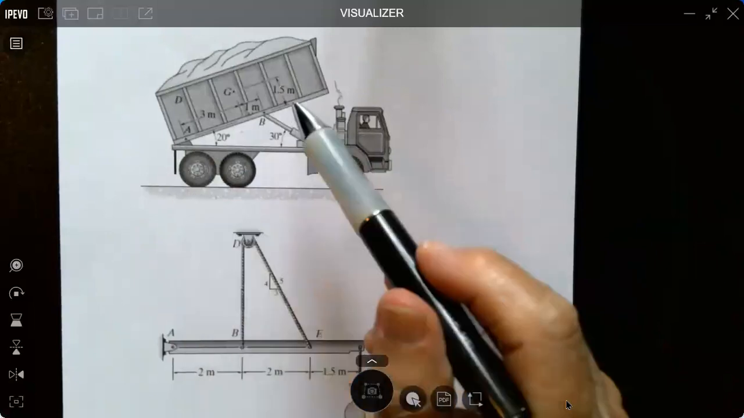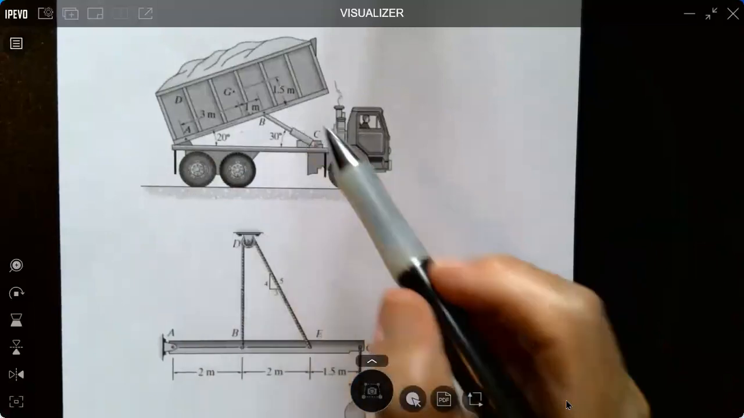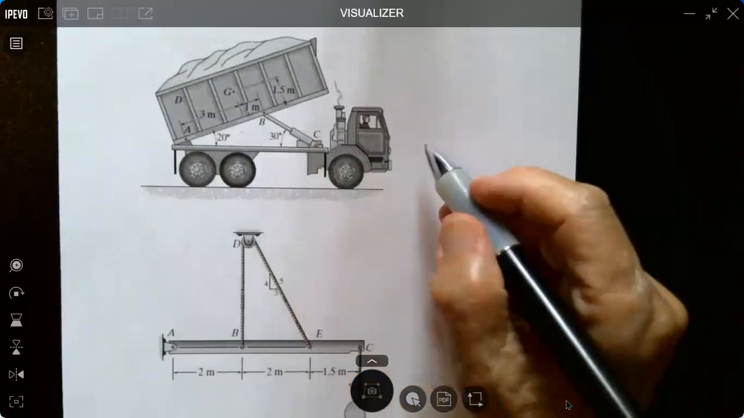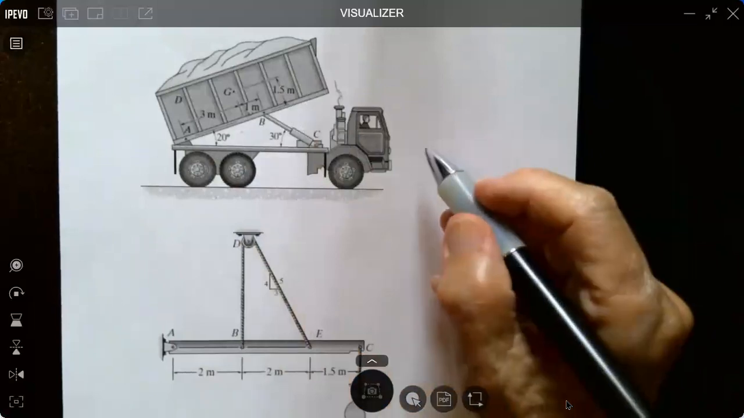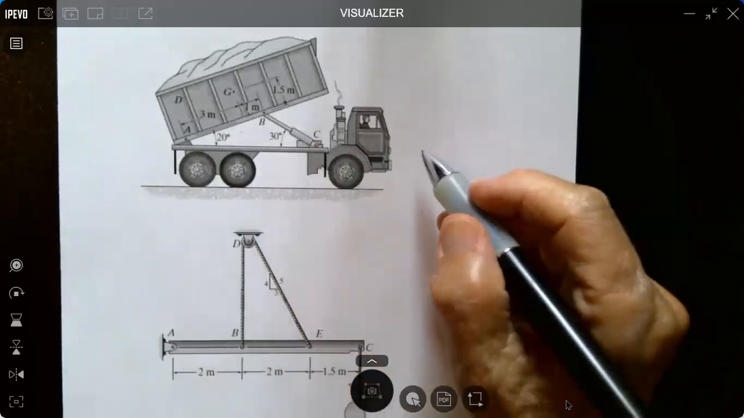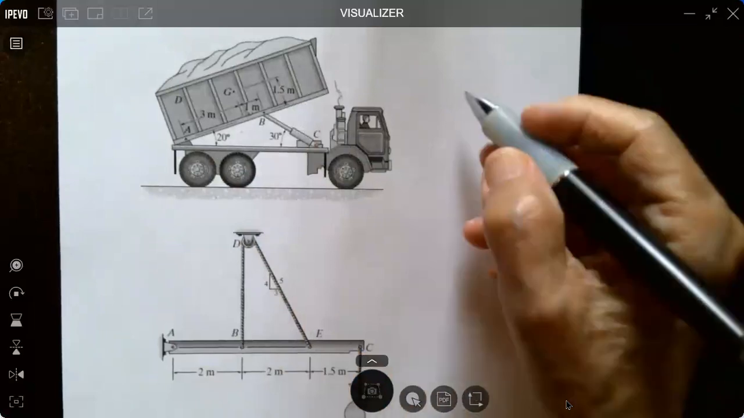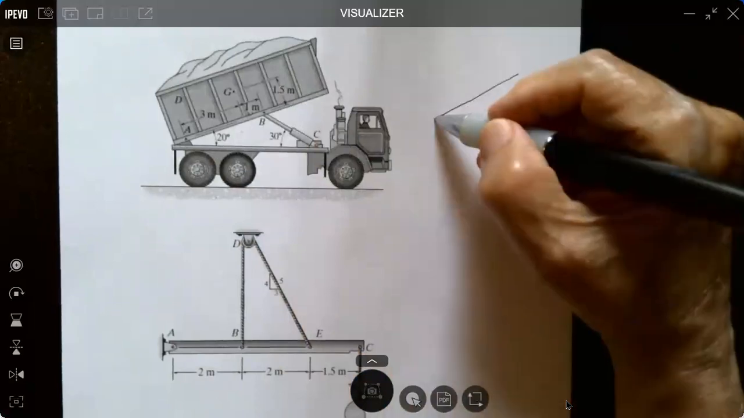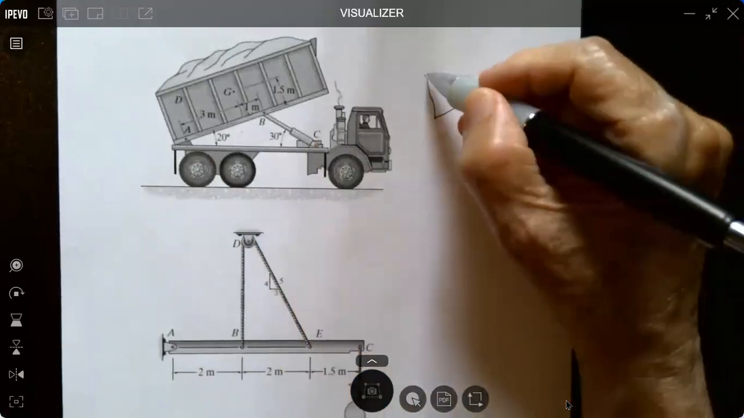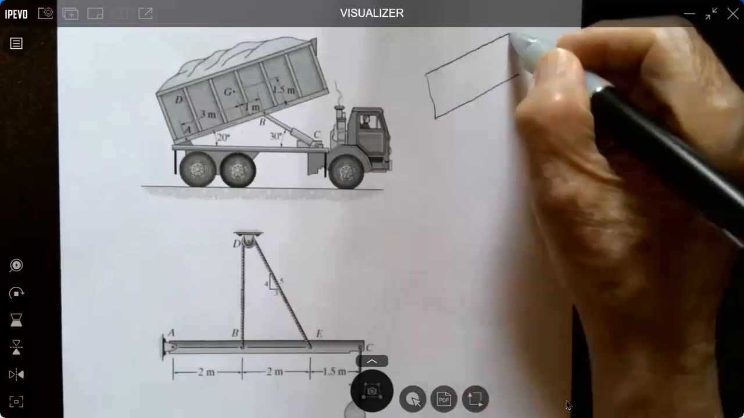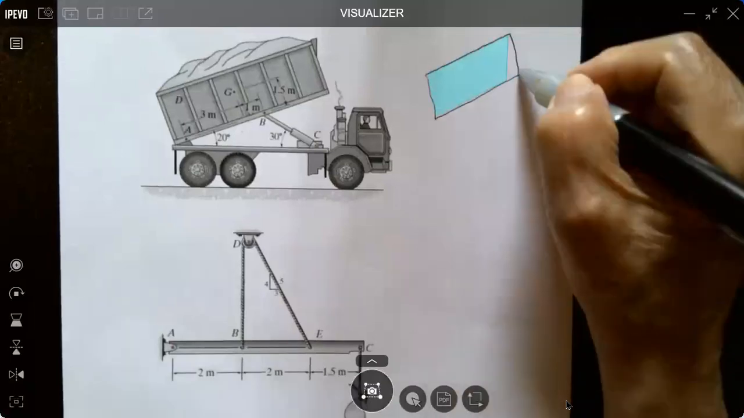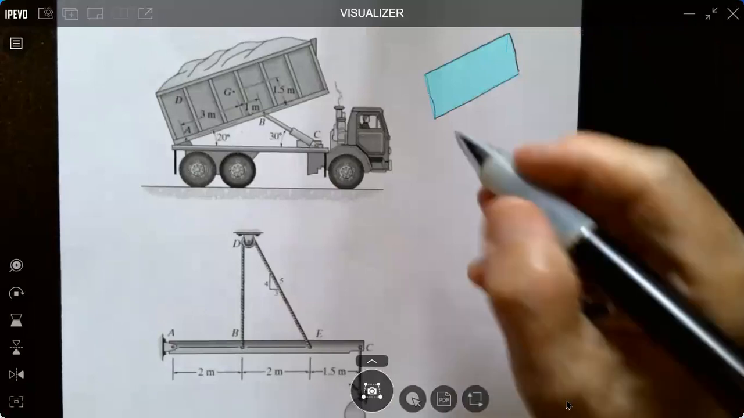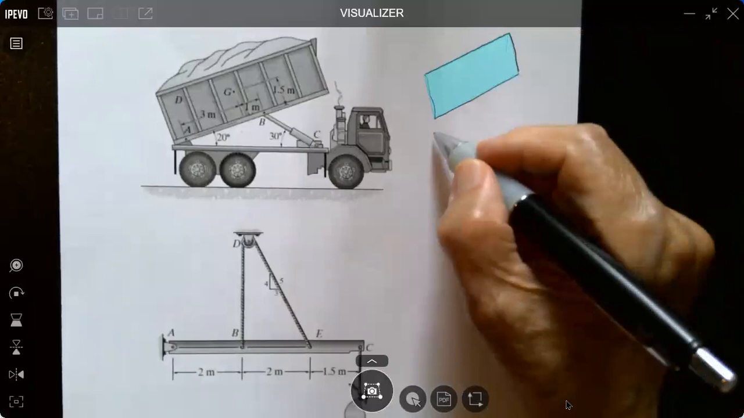Looks complicated, it is. But what we do is we use a free body diagram then to simplify it. And once we draw the free body diagram, we should be able to solve the problem. So here's what I would do with the free body diagram. I'm just going to show the bed. And I've got reactions here at A.